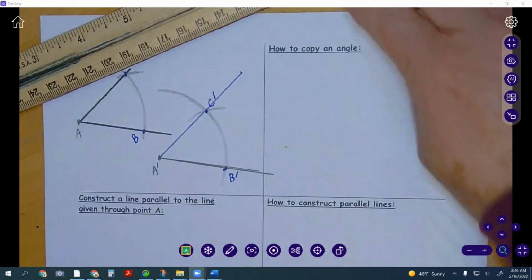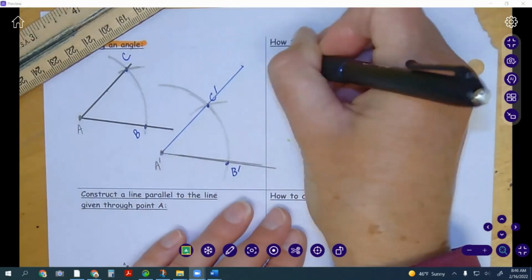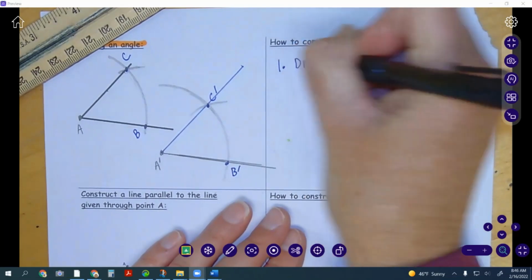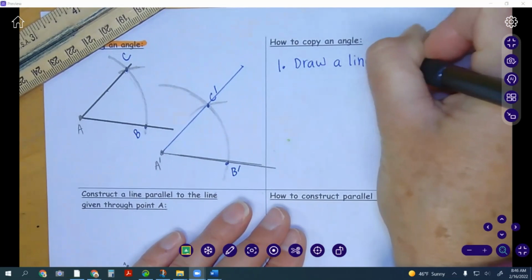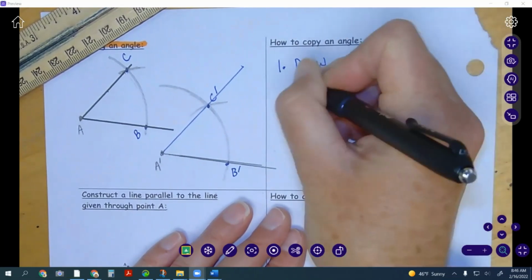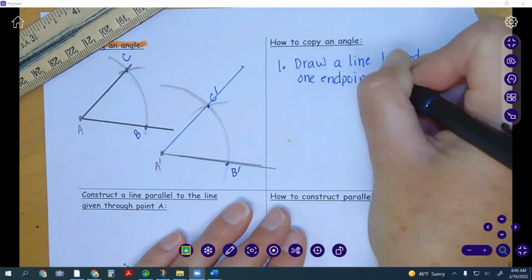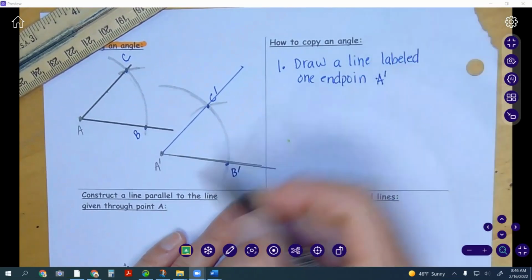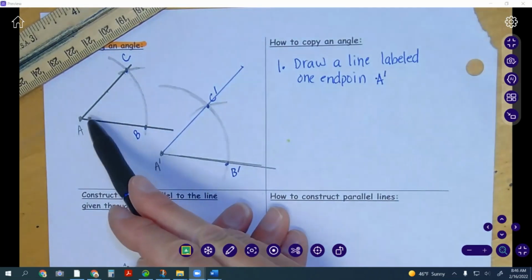We do the steps. So first step I did, draw a line. And I labeled one endpoint A prime. I'm labeling whatever one's going to be your vertex. Okay, this is a vertex over here. Okay, this one at A.